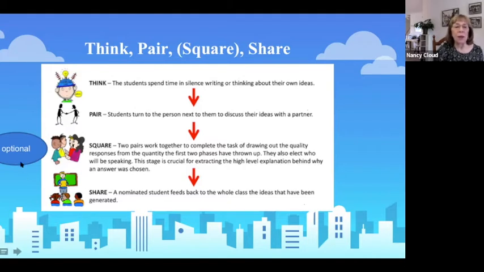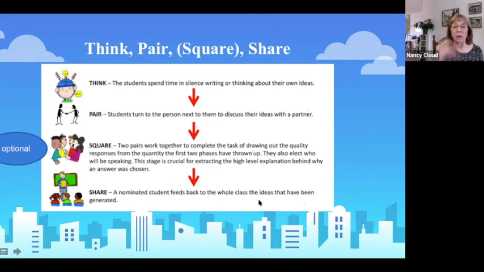And then another thing that's optional in the Think, Pair, Share is the step of square, where I talk to my partner, my partner talks to me, and we're sharing ideas back and forth. But now we've shared all our ideas, as has this group of partners, and then we can get together and share across the partner sets our ideas.